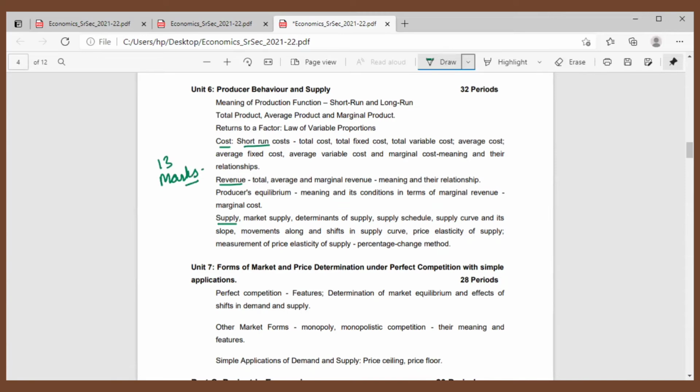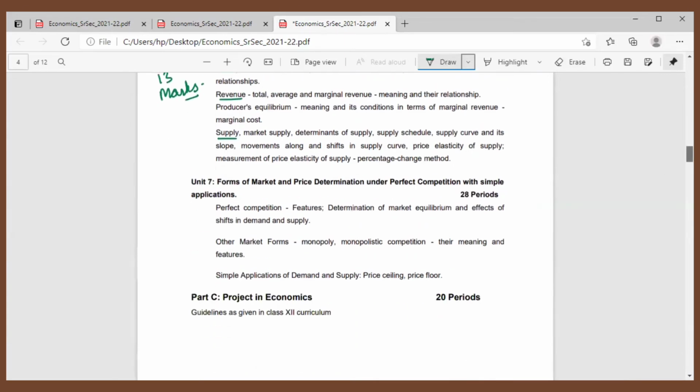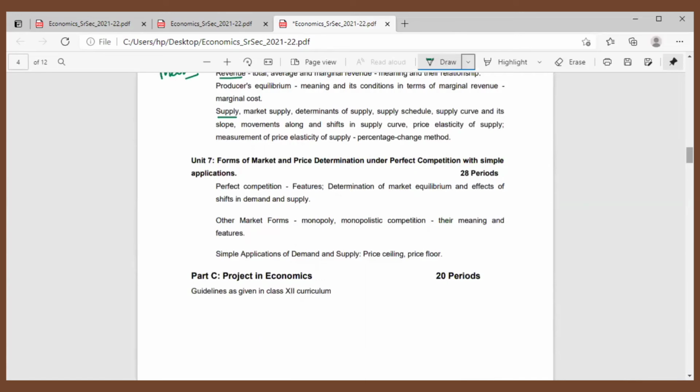Next we come to unit 7, that is forms of market and price determination under perfect competition with simple applications. In this unit, topics will be covered like the meaning of perfect competition, and then some other forms of market also, like monopoly and monopolistic competition, and the effect of shifts in demand and supply. Demand and supply chapters we cover in the previous 2 units, unit 5 and unit 6, but how shifts in demand and supply affect the equilibrium price is covered under this unit. Then we have simple applications of demand and supply in terms of price ceiling and price floor. The weightage of this unit is 10 marks.